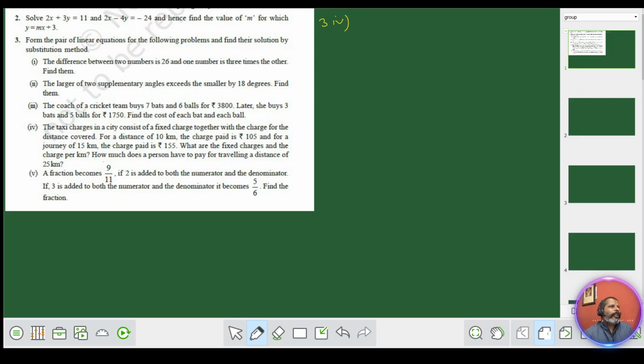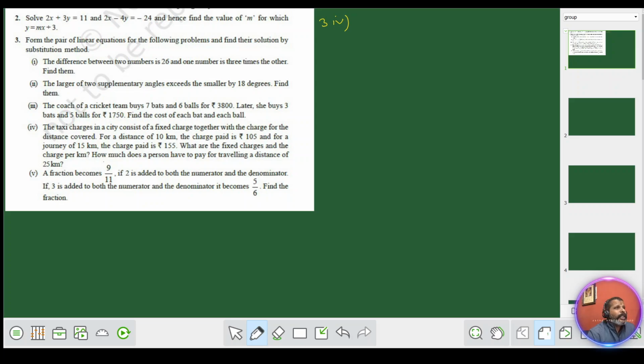Read the question again. For a distance of 10 kilometers, the charge paid is 105 rupees. And for a journey of 15 kilometers, the charge paid is 155 rupees. What are the fixed charges and the charge per kilometer? Once you make a journey, say for example 10 kilometers, once the journey is completed, you are paying 105 rupees. That 105 rupees includes the fixed charge, say 30 rupees. Then for the rest of the 8 kilometers, how much does it come to? 85 rupees. I'm just giving an example, if 30 rupees is a fixed charge, that is for 2 kilometers. So based on that knowledge, we are attempting this question.